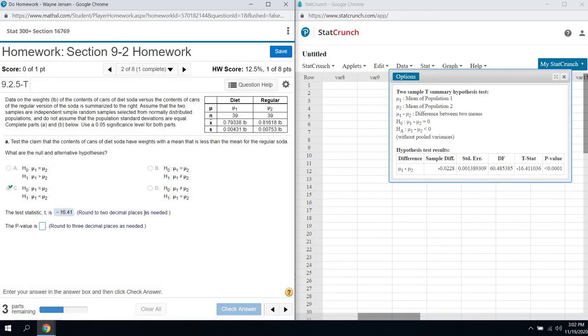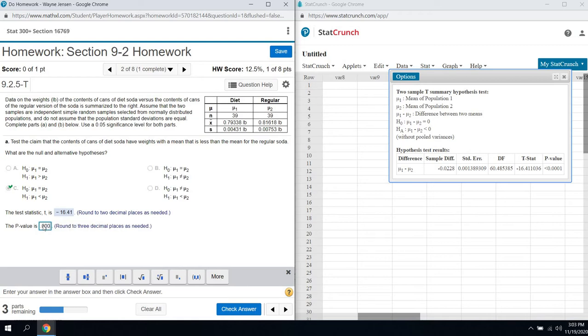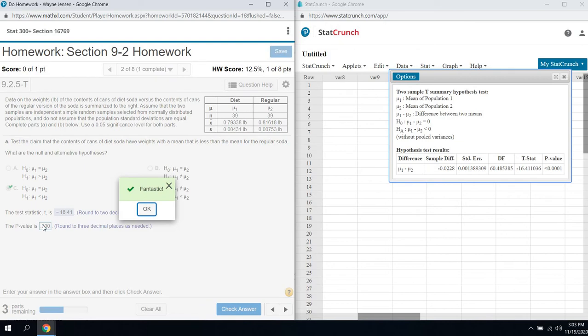Pretty exciting. P-value right next to that. Now, you knew you were going to get a pretty low p-value if your test statistic is already negative 16.41. That represents the number of standard deviations, and that's a long ways to be away. So rounded to 3 decimal places should be 0.000, right? I would take that 1 and leave the 0 alone. And it's going to say, hey, that's great. Good job.